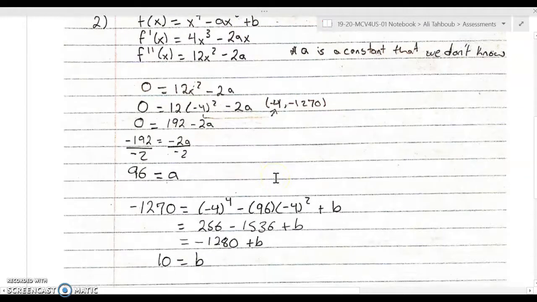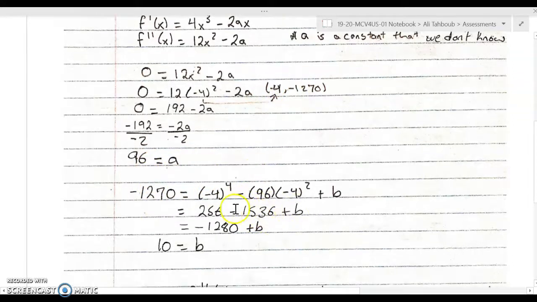So what I did was I turned f of x into -1270, and I made that equal to -4 to the 4 minus 96, which is the a, times -4 squared, plus b. Now keep in mind the two -4's here came from the point of inflection that was given to us in the question. And the -1270 was also given to us as a point on the function. So we know that -4 comma -1270 is a point on this graph, which is why we can use them in this equation.